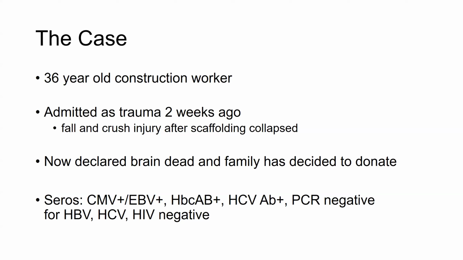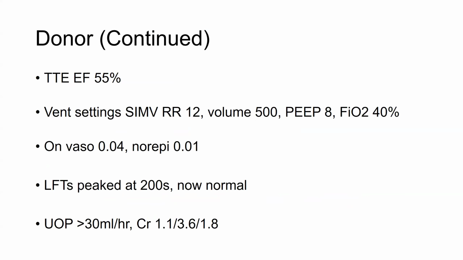And as usual, you'll see that the patient had their serologies done. And this one is a CMV positive, EBV positive, Hep B core antibody positive, Hep C antibody positive, and PCR negative donor. In terms of their other workup and for suitability of donation, the donor had other testing done, including an echo that shows an ejection fraction of 55%.